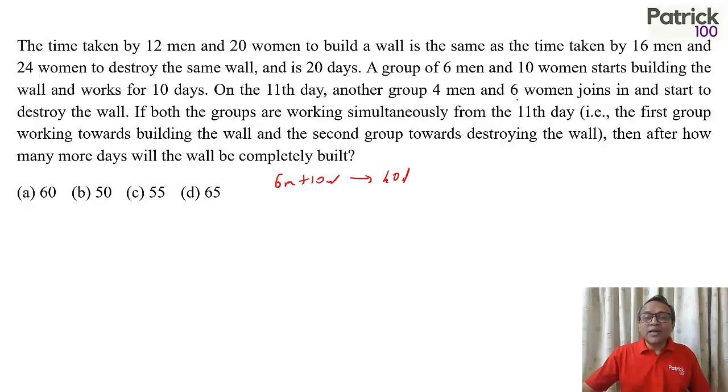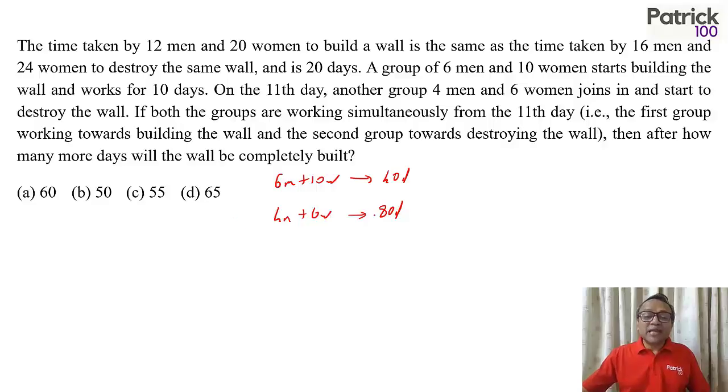And the same way 4 men and 6 women, that is 1/4 of 16 and 24. So we'll take 4 times, we'll take 80 days. Okay, 4 men plus 6 women is 1/4 of 16 men and 24 women. If it becomes 1/4, the number of days becomes 4 times. 4 times 20 becomes 80.